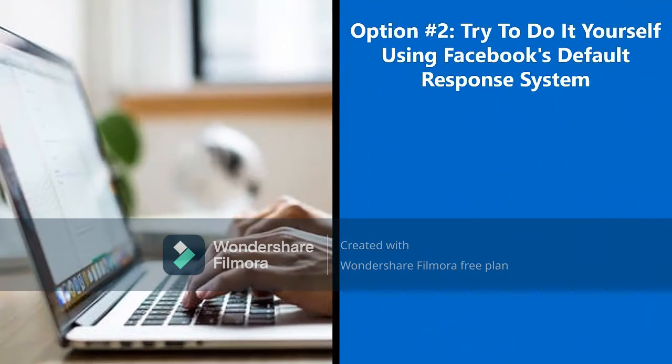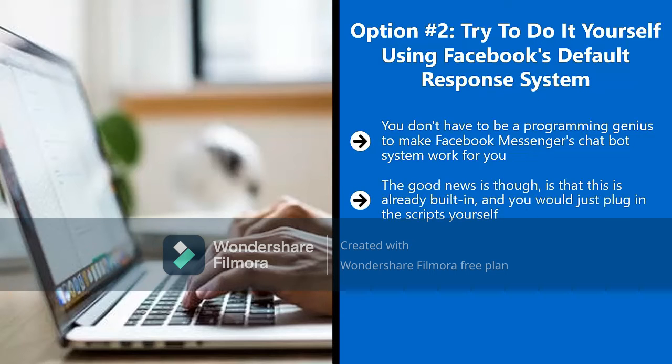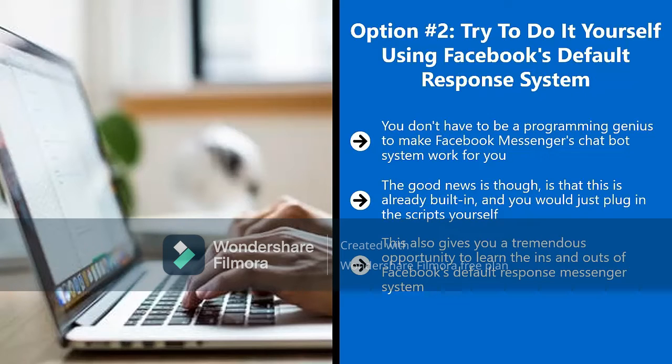Option number 2, try to do it yourself using Facebook's default response system. You don't have to be a programming genius to make Facebook Messenger's chatbot system work for you. Facebook does allow an automated response system for its Facebook pages. You have to turn on the feature, and then you have to get permission from Facebook. This is not automatic. The good news is that this is already built in, and you would just plug in the scripts yourself. This cuts down on cost. This also gives you a tremendous opportunity to learn the ins and outs of Facebook's default response messenger system. You're basically turning it into your own response bot.